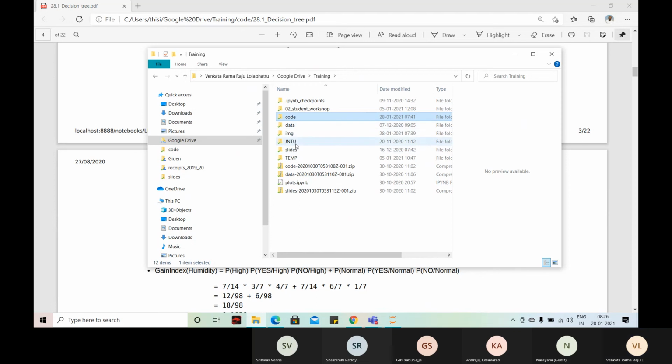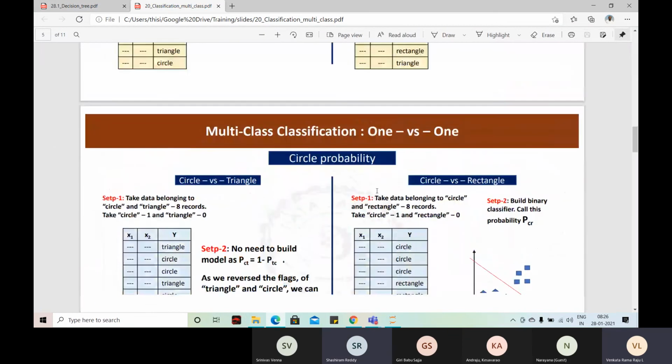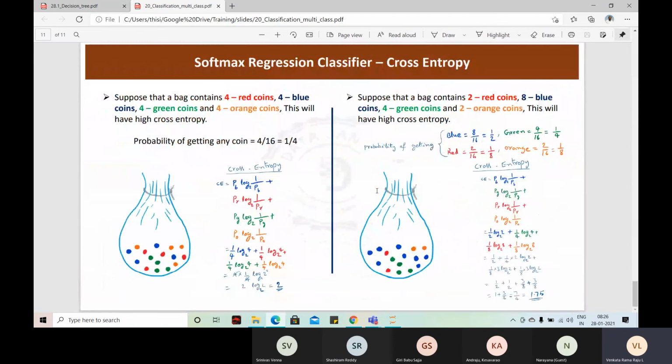I think yes. Let me try to go to the slides. In multi-class classification, see, now here we are using cross entropy, right? Even in tree algorithms, we will use cross entropy also. Gini index or cross entropy, one of these we'll use. So what cross entropy is calculating is impurity. Here it is more impure. The decision making is difficult. Here it is less impure. The decision making is a little easier, because blue coins are more.